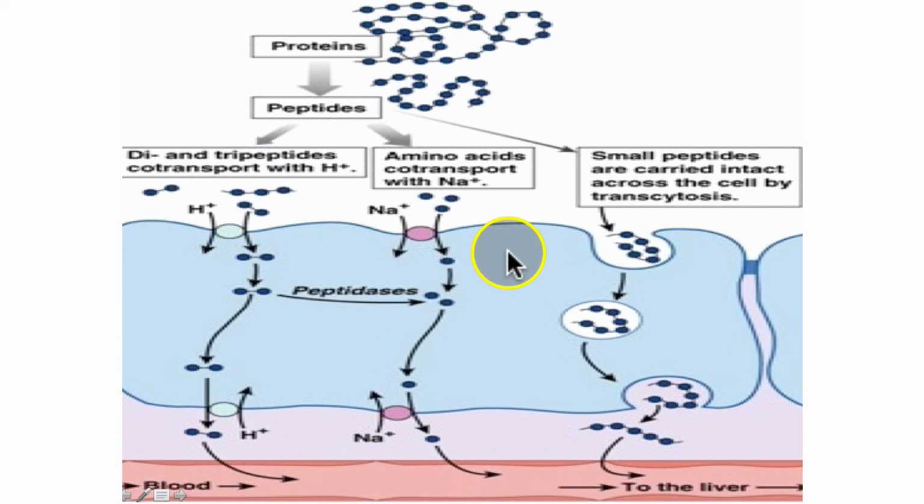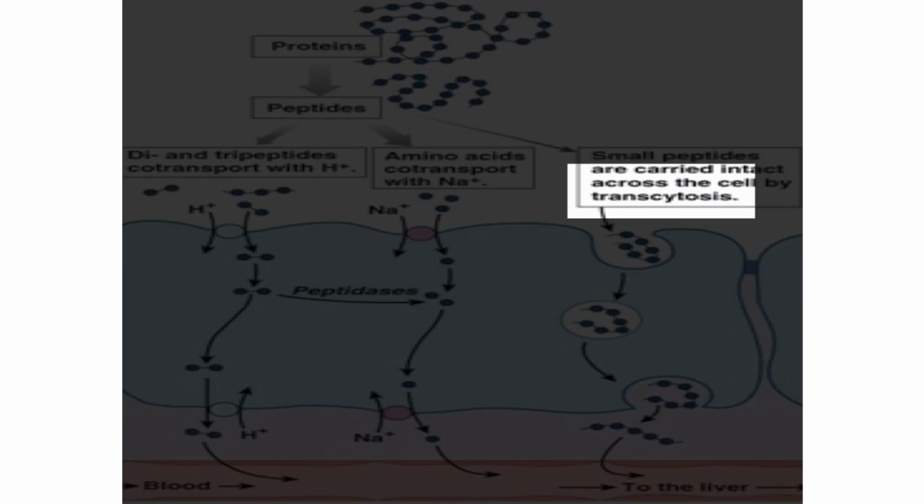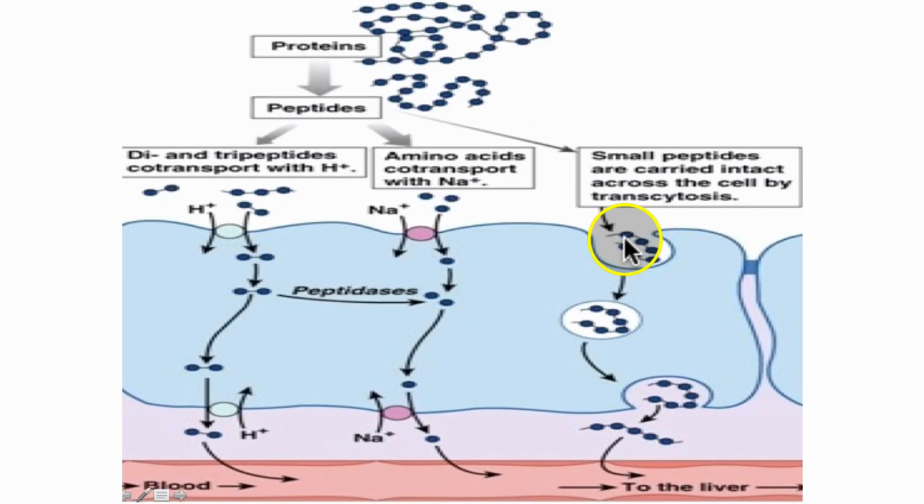A third way of absorbing proteins is some of the smaller polypeptide chains, so this would be more than 3 amino acids, enter the bloodstream, move across the enterocytes via transcytosis, and that's merely the endocytosis of the protein into the cell and exocytosis on the basal surface directly into the blood.